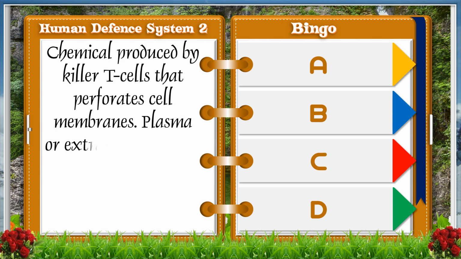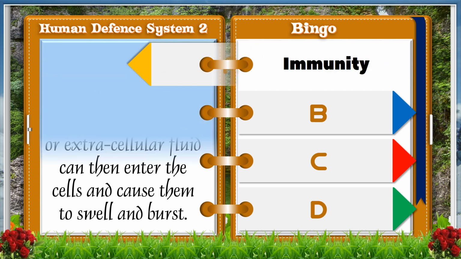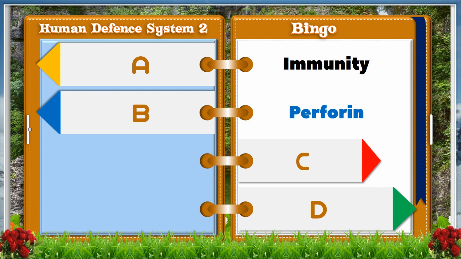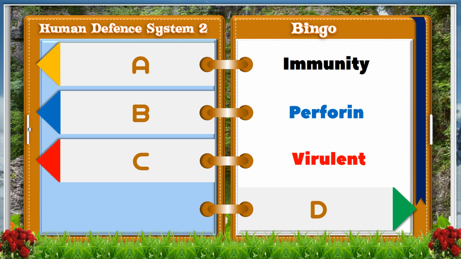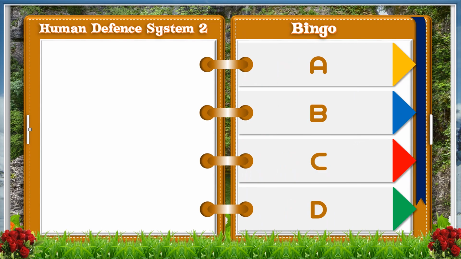Chemical produced by killer T cells that perforate cell membranes. Plasma or extracellular fluid can then enter the cells and cause them to swell and burst. A. Immunity. B. Pathogen. C. Virulent. D. Memory T cells. And the answer is B, pathogen.